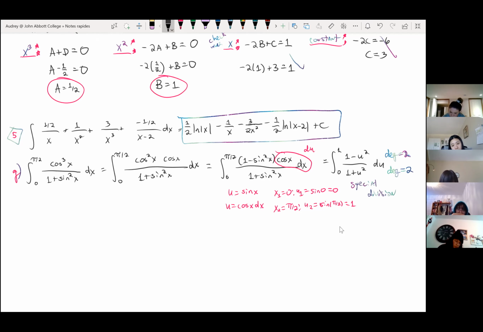So I'm going to rewrite this as the integral from 0 to 1 of negative u squared plus 1 over u squared plus 1. Abby, no, because the degrees are the same. If this were 1 degree less, so if I had like negative u plus 1 over u squared plus 1, then it would be.